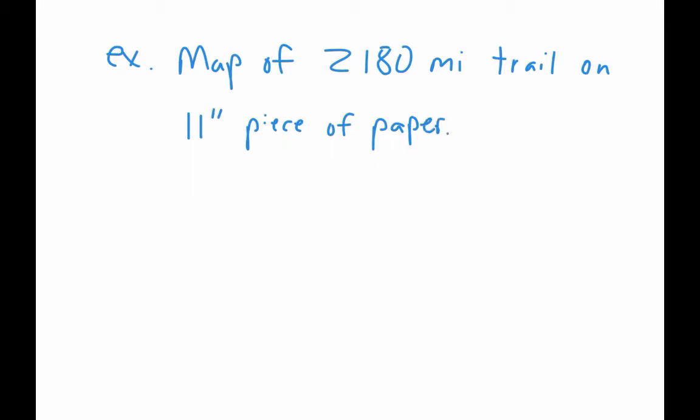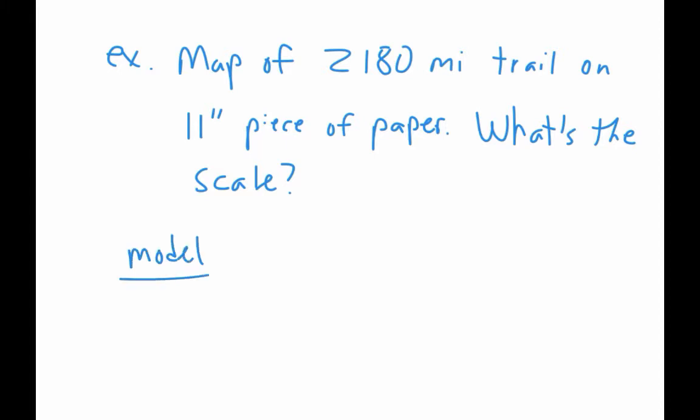If you're trying to do that. Now the question we'll say is, what's the scale? So what's the scale? If we were to go back to our ratio, it's always going to be the model divided by the actual. So 2,180 miles. Numerator, denominator? Denominator, because that's the actual length of the trail. So 2,180 miles goes in the denominator, the bottom of the fraction.